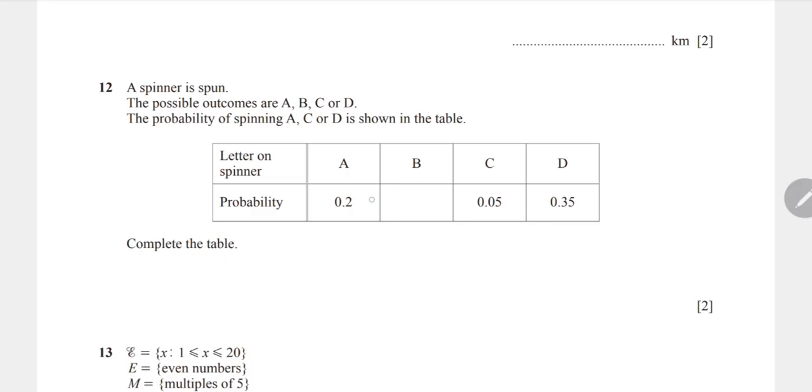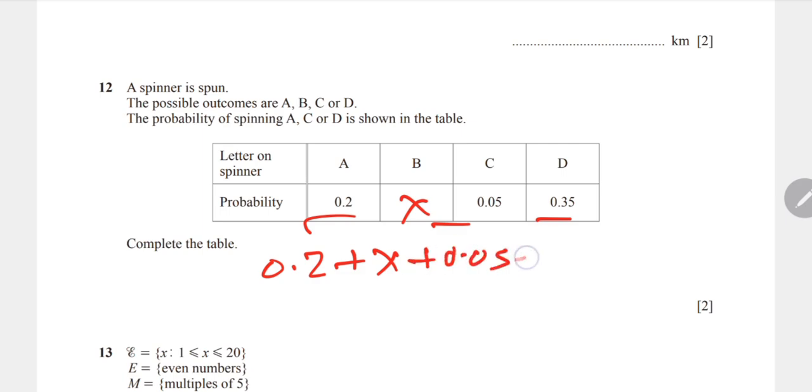Always remember the sum of all possible events in a probability is always 1. It means we have the sum of all the probabilities, and let it be x, is 1. So 0.2 plus x plus 0.05 plus 0.35 is equal to 1. So 0.35 and 0.20, what is it?